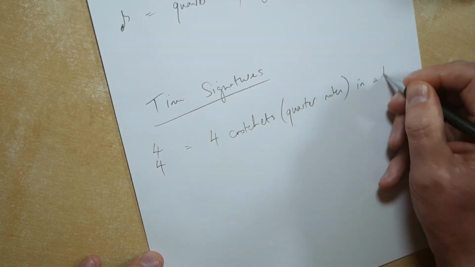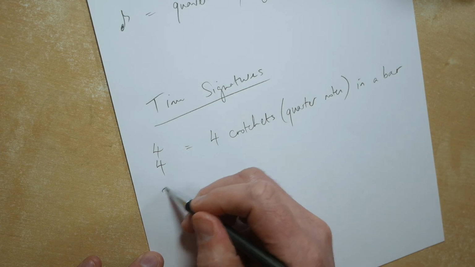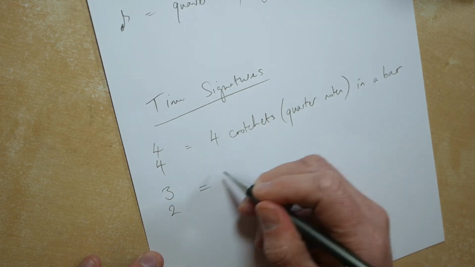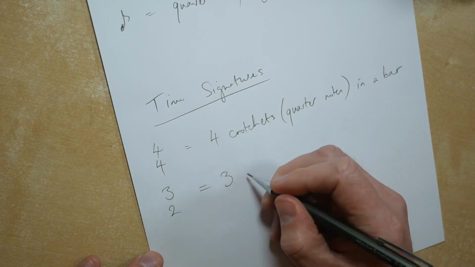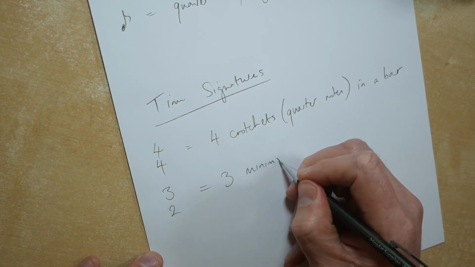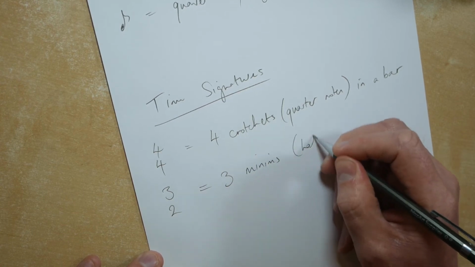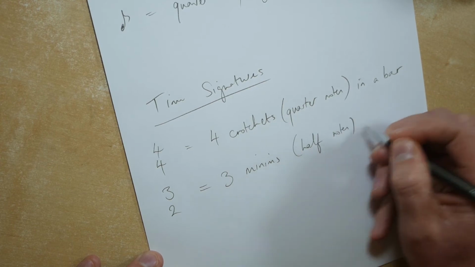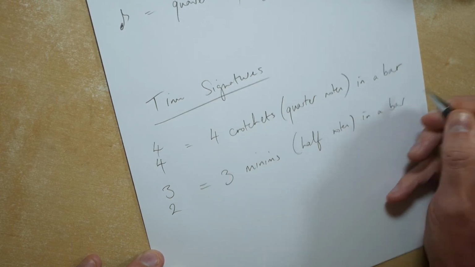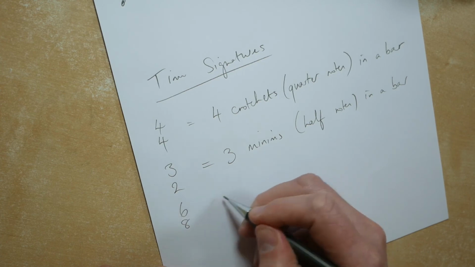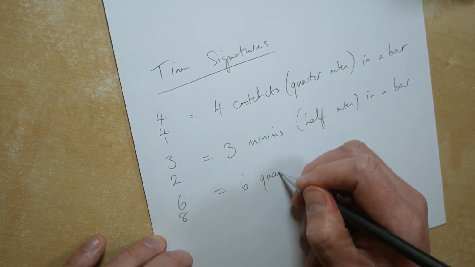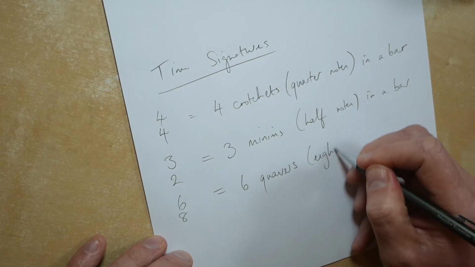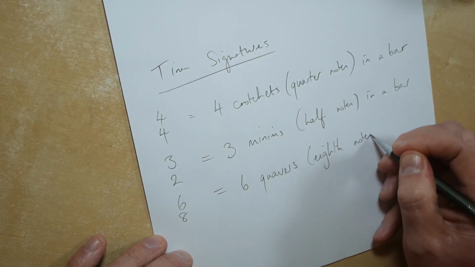in a bar. And then you could say 3/2, for example. So that's 3 beats in a bar, and they're half notes. So 3 minims, half notes in a bar. And then you could say 6/8. And that's 6 quavers, which is like 6 1/8 notes in a bar.